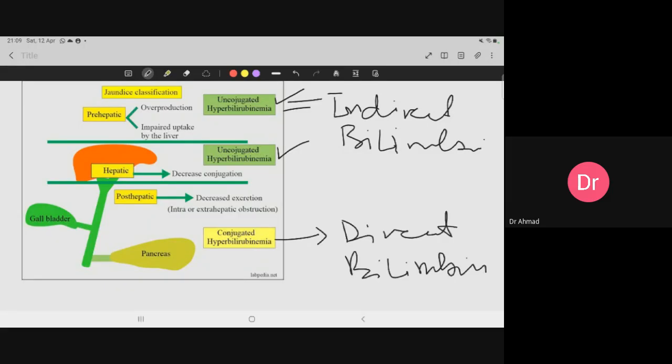Now, if I say unconjugated hyperbilirubinemia, what do I literally mean? It means that your liver cannot conjugate your bilirubin. So this means you are producing more and more bilirubin than the liver can metabolize and conjugate, which happens when you have hemolysis. So whenever you see hemolysis, one cause of indirect or unconjugated hyperbilirubinemia is hemolytic anemias, intravascular or extravascular. For some reason, if you have hemolysis, you can see indirect hyperbilirubinemia.